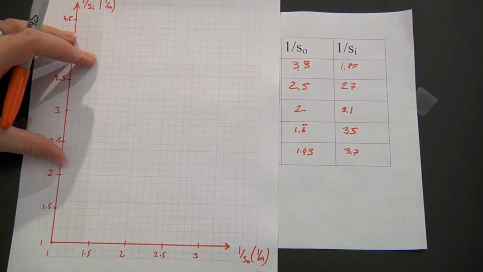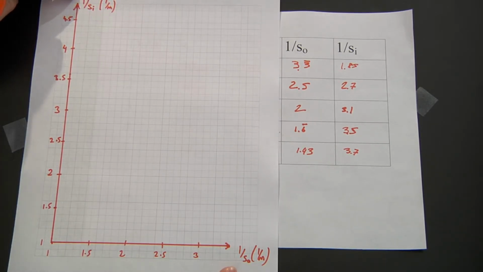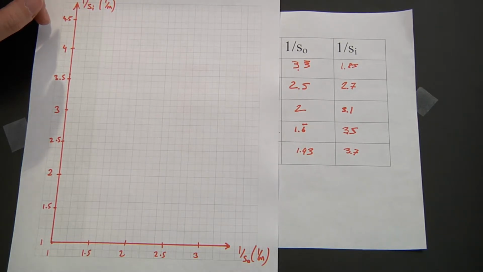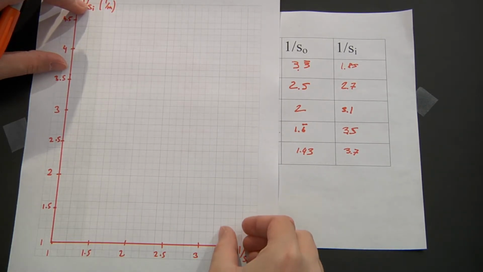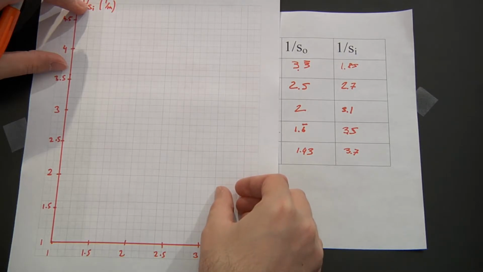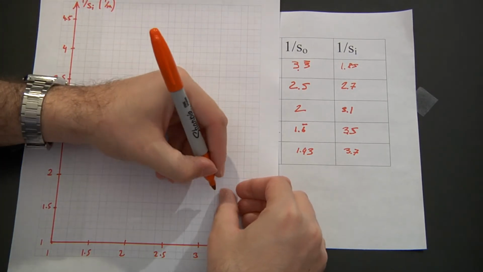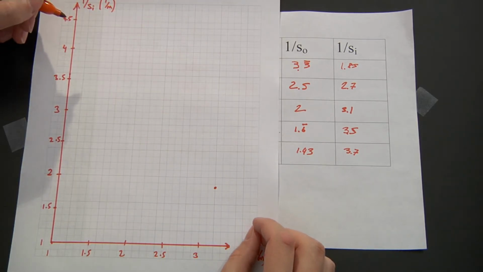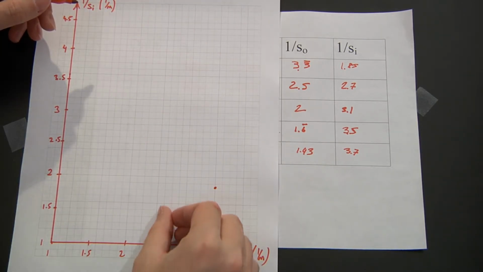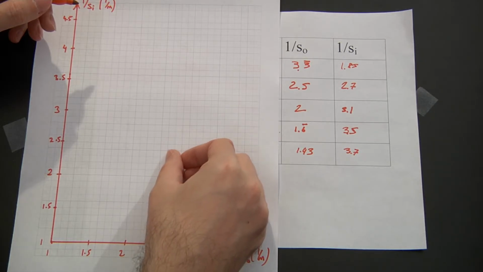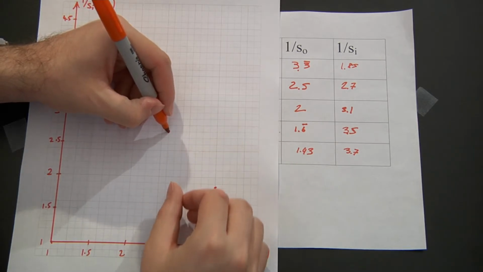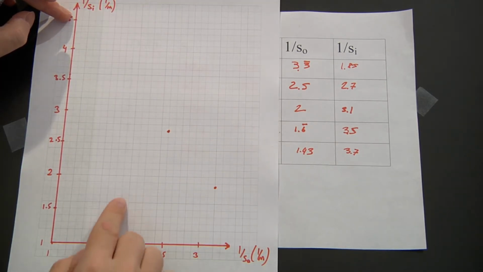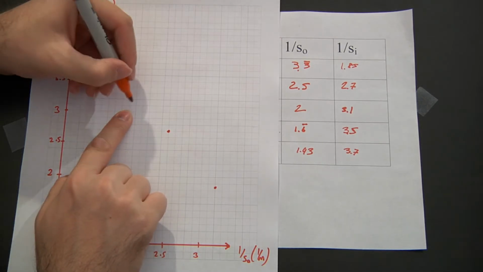Our first data point is we're going to plot our data 1 over SO to 1 over SI. And on the x-axis, we're going to have 1 over SO. And on the y-axis, we're going to have 1 over SI. And our y-intercept is going to be our 1 over focal length. So let's plot our data. So 3.3 to 1.8. So that's our first point. 2.5 to 2.7. Second point, 2 to 3.1.